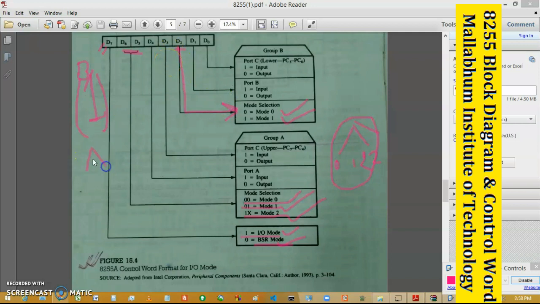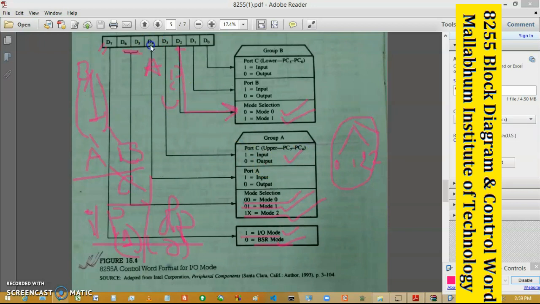we are left with A, B and C, these 3 ports. Now these 3 ports can be operated as input port or can be operated as an output port. Now if any port is to be operated as input port, then the corresponding bit is set to 1. If it is output port, then the corresponding bit is set to 0. That is the general convention. Now D4 is for port A, D3 is PC upper, you can say that.